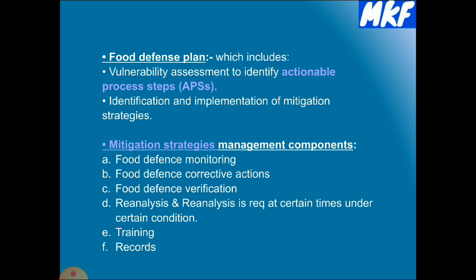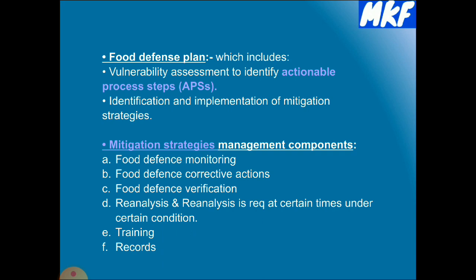A vulnerability assessment is a systematic assessment of process steps or procedures to identify and rank vulnerabilities to intentional adulteration. Here, FDA has released guidelines for food defense plan improvements. Food defense monitoring, food defense corrective action, and verification are all procedures. Some of the procedures are still only in draft guidelines, and some procedures FDA has not yet released.